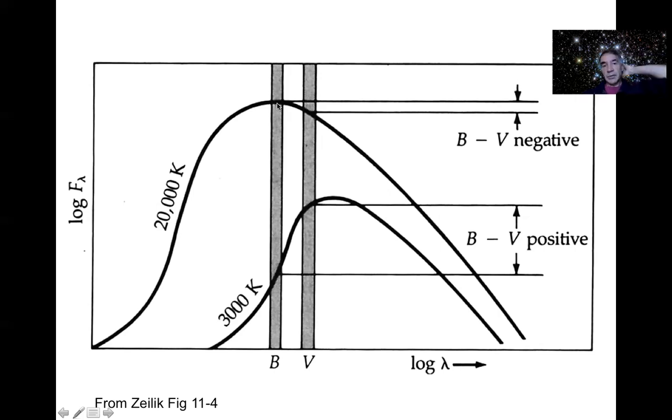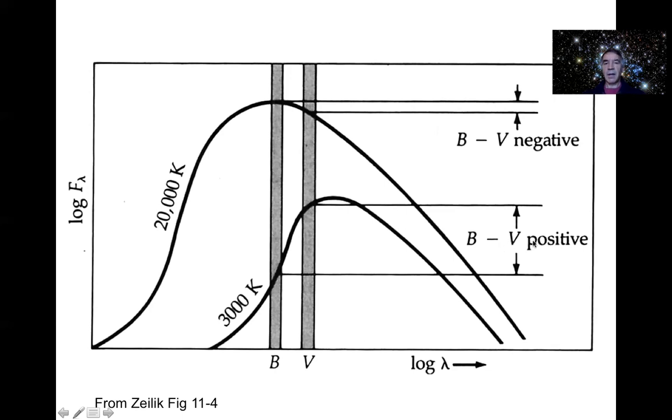Okay, so here, you can relate it back to flux now. Here, the flux in the blue will be greater than the flux in the V. But because of the way the magnitude system goes, a brighter flux in the blue means a smaller magnitude at B, which drives B minus V to be negative. Here we've got the opposite situation. We've got a greater flux in the V filter than the B, and that drives the V magnitude to be a smaller number than the B one, which drives B minus V to be positive.